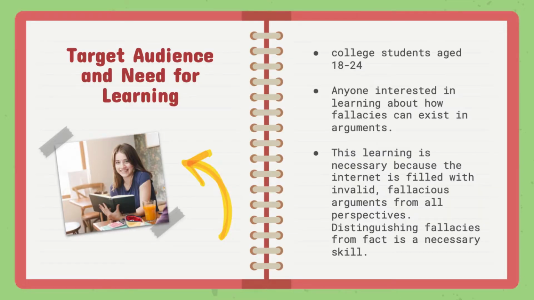The target audience for this game are college students aged 18 to 24, but really anyone interested in learning how fallacies can exist in arguments and how to combat them would benefit. This learning is necessary because the internet is filled with invalid, fallacious arguments from all perspectives. Distinguishing fallacies from fact is a necessary skill.